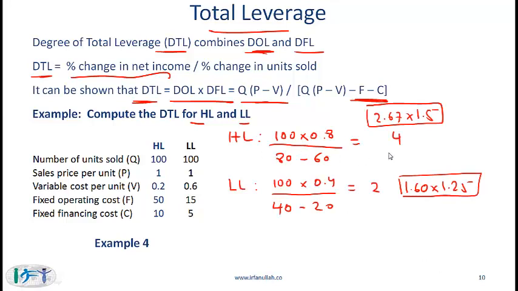Here are the numbers you should get, and notice that for the high leverage firm, we come up with 4 using this formula. And if you also multiply the degree of operating leverage with the degree of financial leverage, you get 4. Low leverage firm has a degree of total leverage equal to 2. And you could also arrive at this number by multiplying the degree of operating leverage with the degree of financial leverage. Now I want you to do example 4 from the curriculum.